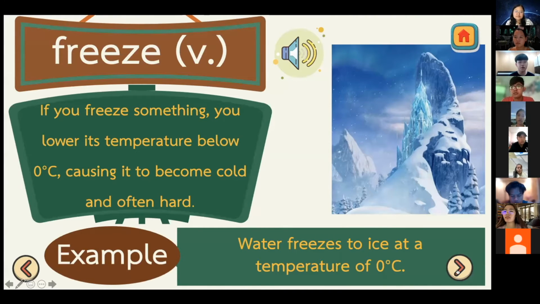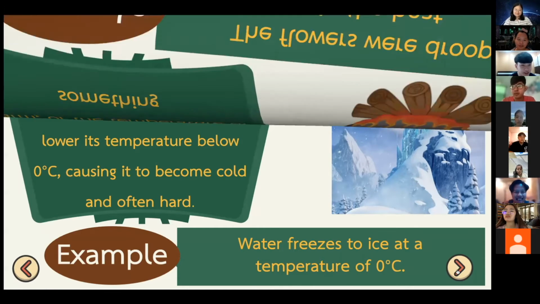Freeze. If a liquid freezes or something freezes, it becomes a solid because of low temperatures. Like water turns into ice like this. For example, water freezes to ice at a temperature of 0 Celsius. I want to hear Bang Thai. Can you read this example again? Okay. Water freezes to ice at a temperature of 0 degrees Celsius. Okay, very good. Let's move to the last word.